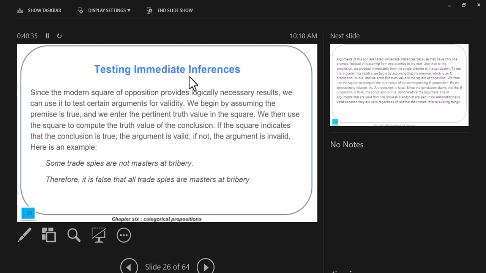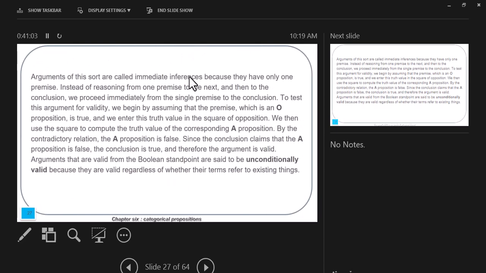Assume that some trade spies are not masters at bribery is given as true, then what will be the truth value of the conclusion? False, right? That's what the example states. So the argument can be taken as what? Valid argument from the Boolean standpoint. Actually, as far as the contradictory relation is concerned, there is no point of difference between Aristotle and Boole. The point of difference arises with regard to horizontal and vertical relation, right?